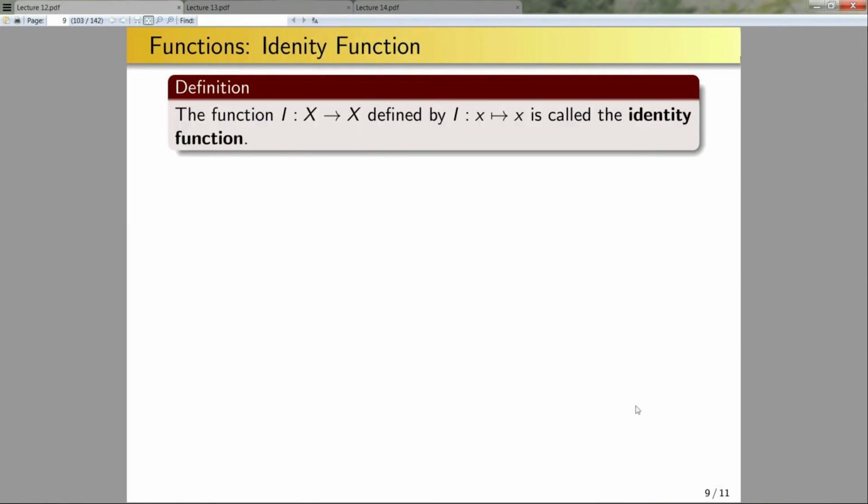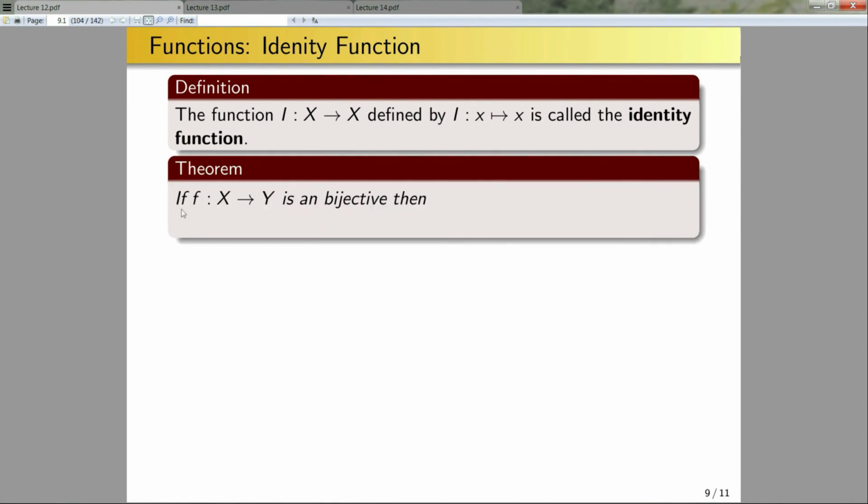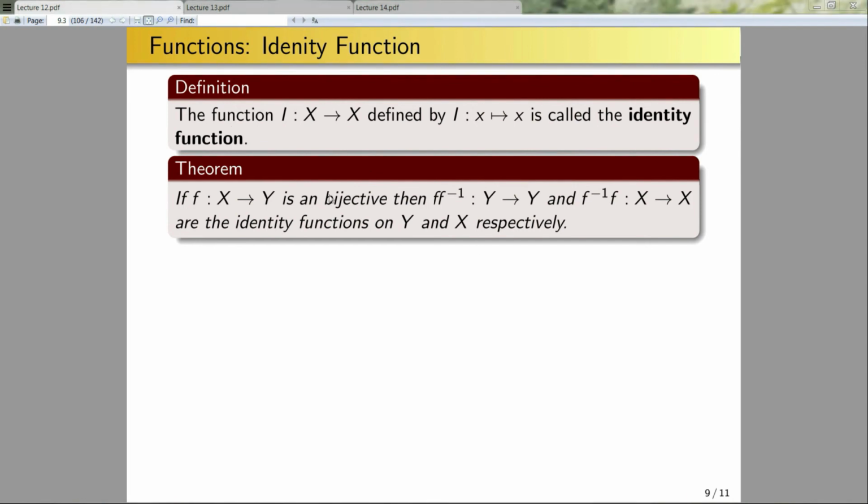So now let's define the identity function. A function I from X to X defined by I takes x and maps it to x is called the identity function. This is similar to, say, the identity matrix in linear algebra. So now we can give a theorem. If f mapping from X to Y is bijective, then f of f inverse, which will map from Y into Y, and f inverse of f, which will map from X into X, are the identity functions on Y and X respectively. So this is kind of the classic thing that you want your inverses to do. This is explicitly saying that the inverse of a bijective function undoes what the function does.